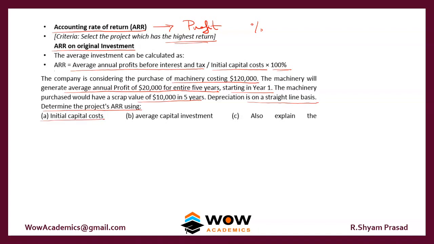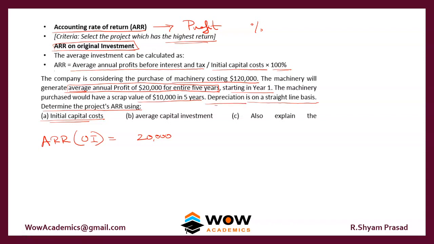First we'll do it with the initial capital cost method, or the ARR on original investment. So how do we do it? ARR on original investment, we'll put it as OI. The average annual profits before interest and tax, they have given us directly. 20,000 is the average annual PBIT for the entire 5 years. So you don't divide by 5 to get the average, because this 20,000 itself is an average.